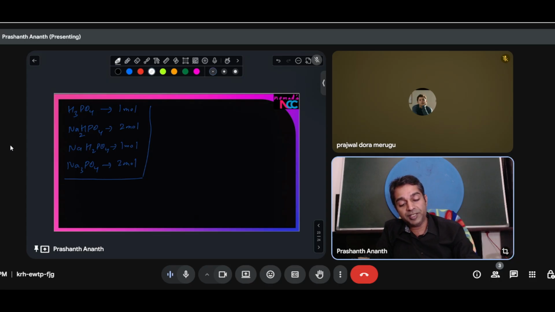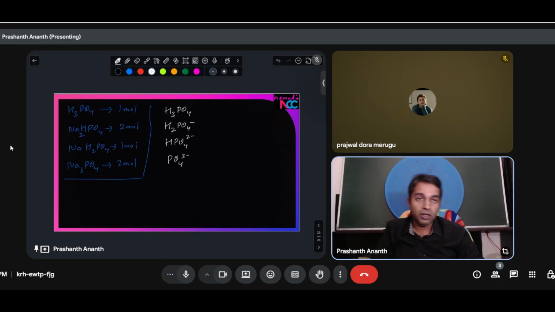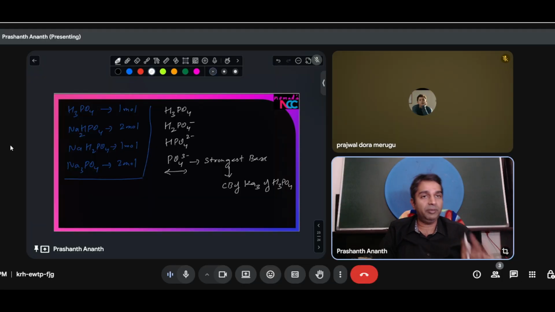what are the different species at play over here. You have H3PO4, you have H2PO4 minus, you have HPO4 2 minus, and you have PO4 3 minus. So in this, this fellow is the strongest base. Why is this the strongest base? Because this is the conjugate base of Ka3 of H3PO4. So it is going to be the conjugate base of lowest Ka, meaning it will be the strongest among the bases you are going to be having here.